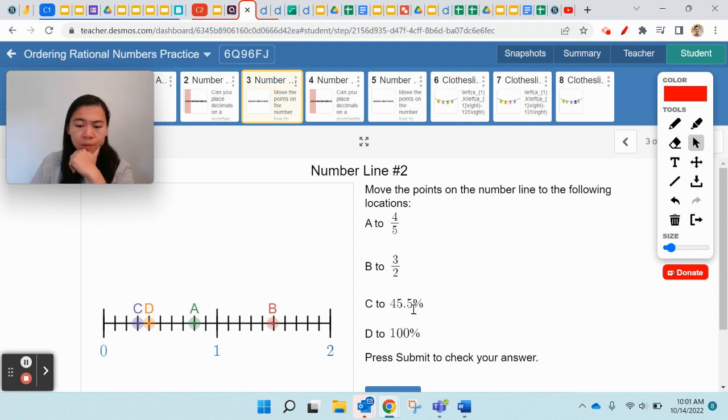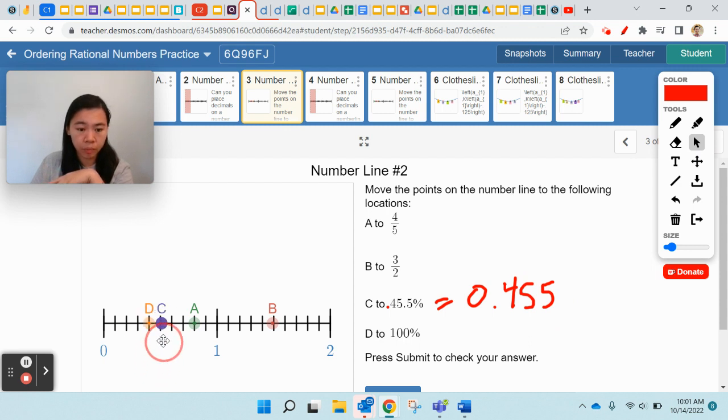C is 45.5%. Percent to decimal. You've got to move the decimal place over 2 jumps to the left. So this is the same thing as 0.455. So very close to 0.5, which is a half. So C is going to be, let me move D out of the way, 0.4 and then a half. And then D is 100%. 100% is the same thing as 1 whole.